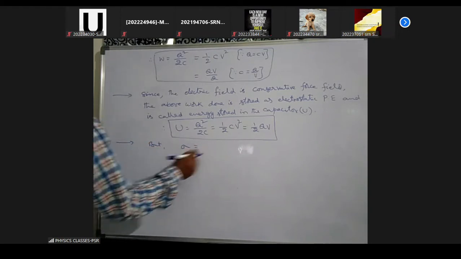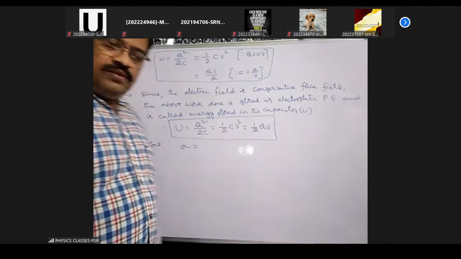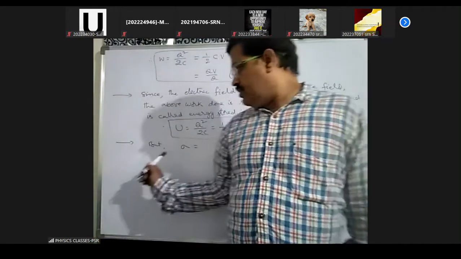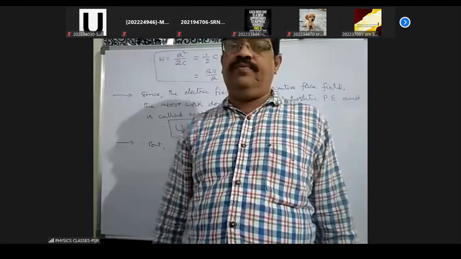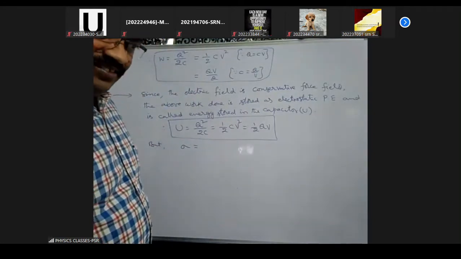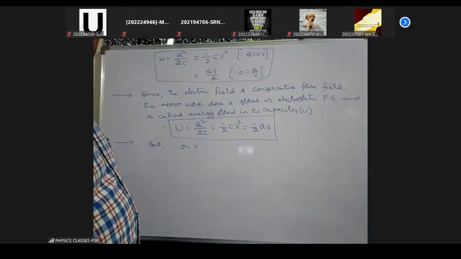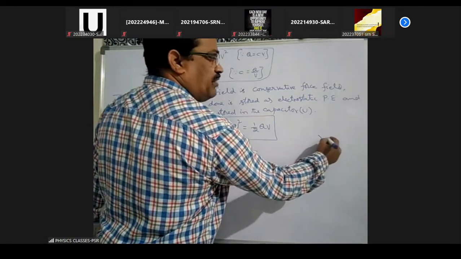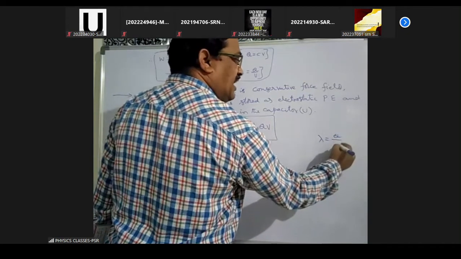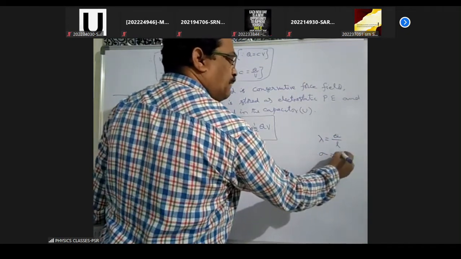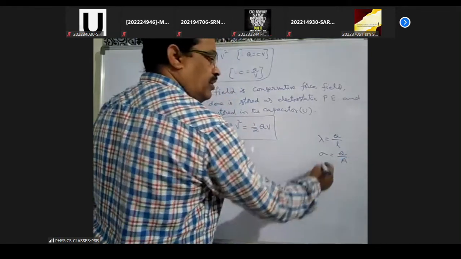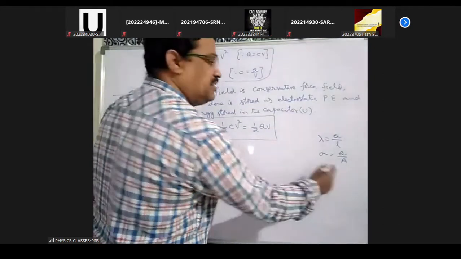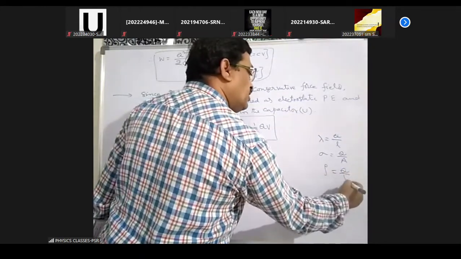But sigma is equal to, what is sigma? Anyone tell me? Surface charge density. Okay, volume charge density, surface charge density, linear charge density. Linear charge density means lambda, charge per unit length. Surface charge density means charge per unit area. And volume charge density, or simply charge density, means rho, that is charge per unit volume.